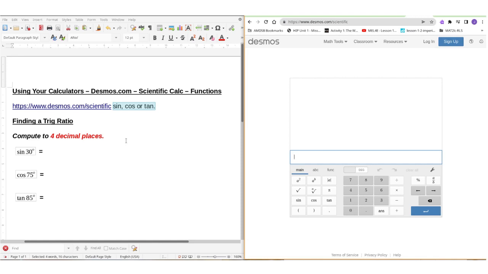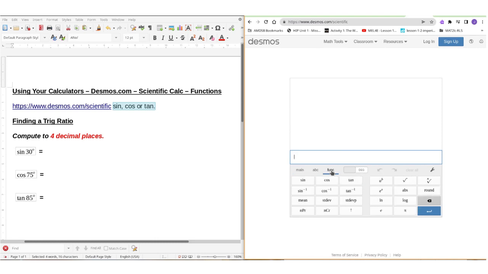Now, in the Scientific Calculator, we have the main stuff, which has our numbers, but if you click on this section here called Functions, we have all that sine, cos, and tan stuff that we studied before. Now, in order to get sine, cos, or tan of 30, 75, or 85, we have to literally just do this. Ready? If I want to do sine of 30 on your regular calculator, all you got to do is hit sine and then type 30. And notice it gives you 0.5.